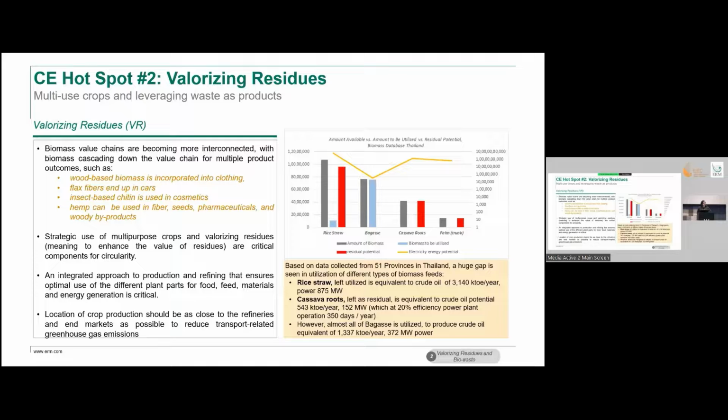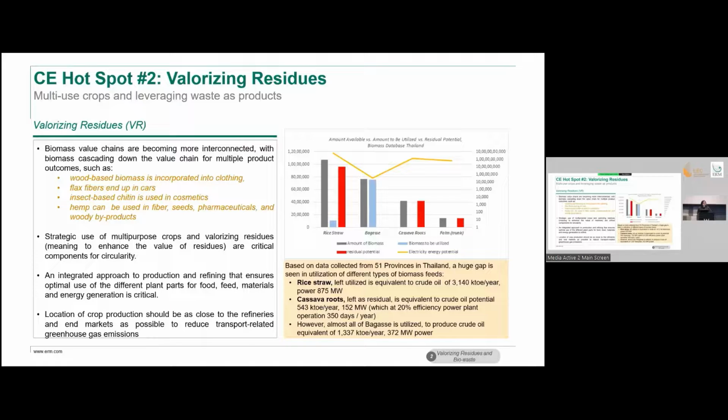This concept is called second generation biofuel production. First generation focuses on the primary crops, which is sugarcane, cassava, but the second generation moves away and reduces the pressure on the first generation and focuses on roots, straws, and the residues that are left from agriculture.